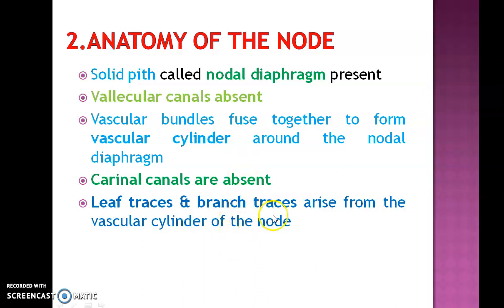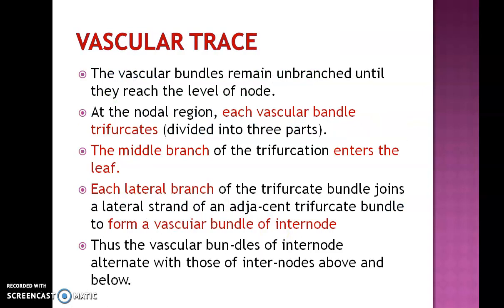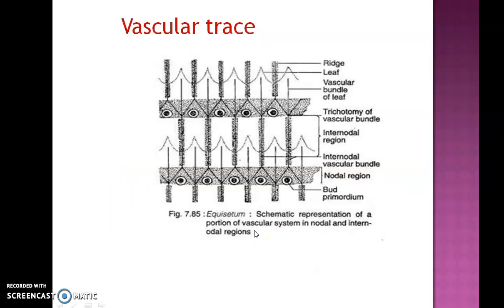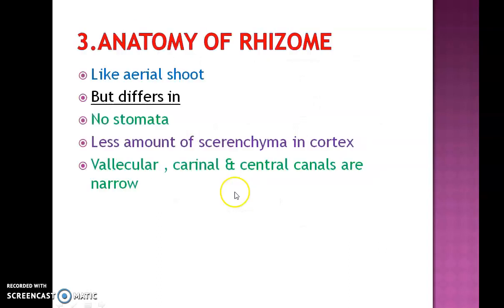Leaf traces and branch traces are also present at the nodes. Regarding the vascular trace of nodes, each vascular bundle trifurcates or divides into three parts. The middle branch enters into the scale leaves, while the two lateral branches move into the vascular bundles of the internodes. It's a picture showing the vascular trace: the median trace, the middle trace, moves to the scale leaves, while the lateral traces move to the internodes.